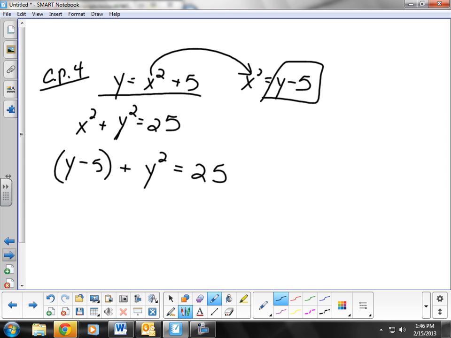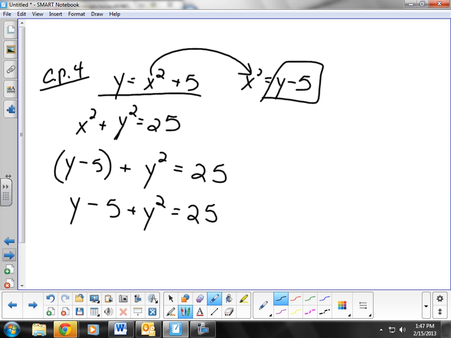You ready? So you ready for this now? Okay. So what do I have to do to solve this? I can just drop it off, right? So I've got y minus 5. Okay, so y minus 5 plus y squared is equal to 25.